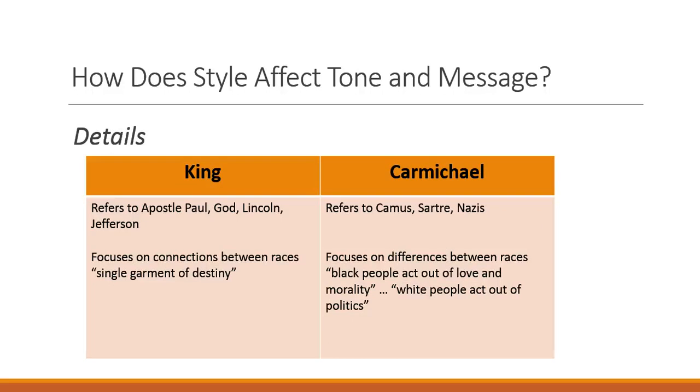Details. Let's look at details. King refers to the Apostle Paul, God, Lincoln, Jefferson. Think about how you feel about those people. Carmichael refers to Camus, Sartre, and the Nazis. Now, you might not know who Camus and Sartre are. They're French writers that were writing around the time of World War II, and their belief was we're all in this world alone. Each of us is an individual. We're not connected in any way. Now, that's a very general estimation of what they were about. It would probably be a good idea for you to look up some stuff on them and read further. But King focuses on connections between races. Carmichael focuses on the differences between the races.